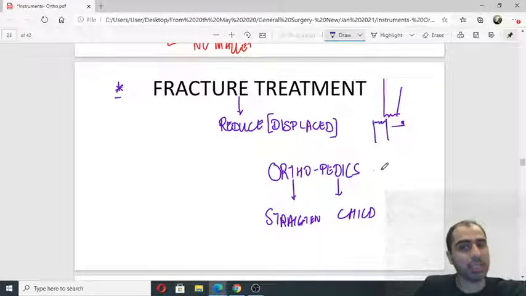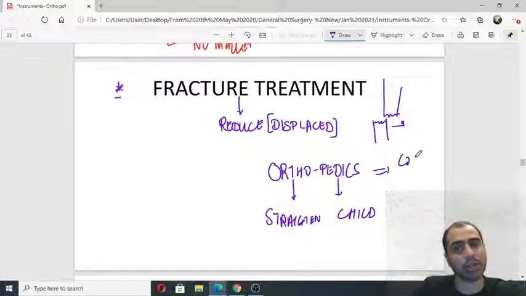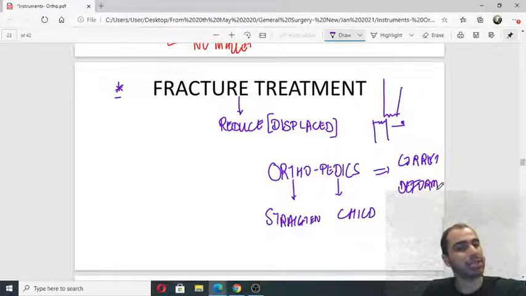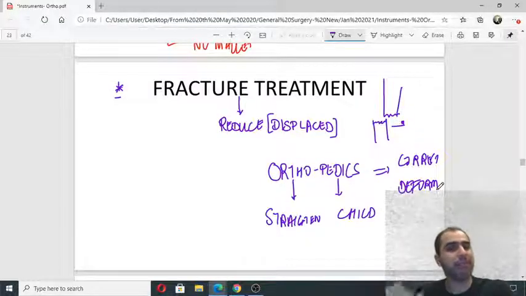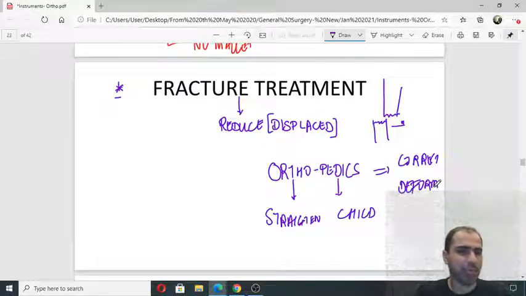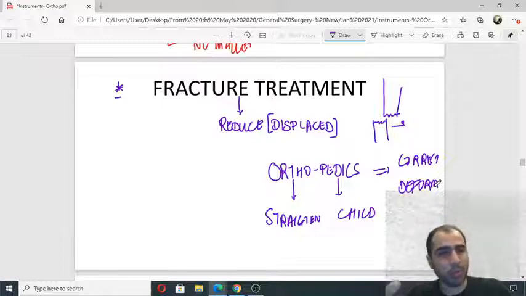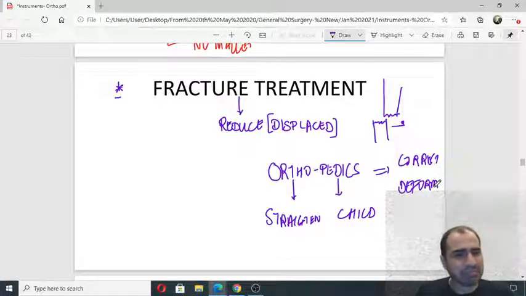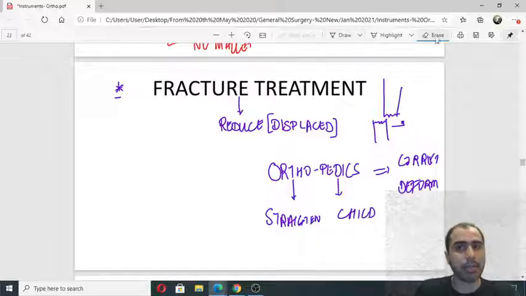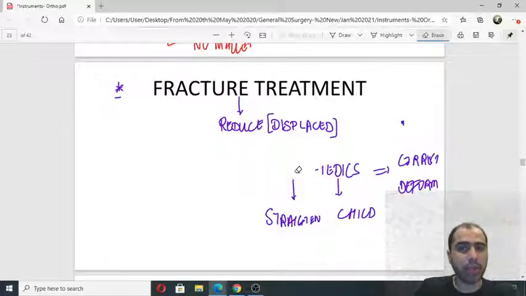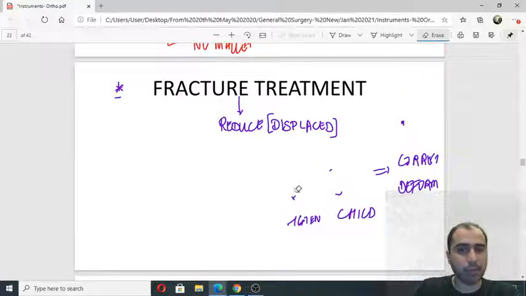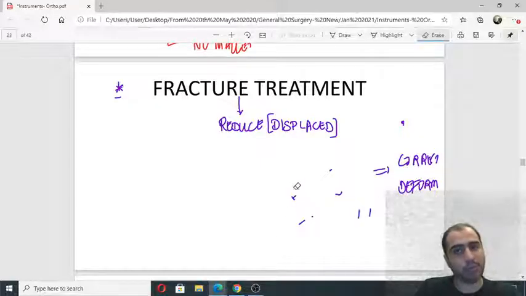Basically, orthopedics was a branch devised to correct deformities in children. The original orthopedics started as that. Then it was carried forward to adults and fractures. Children had deformities, developmental dysplasia, CTEV, and so on. Originally it started as that. Whenever I am treating anything in orthopedics, the first thing I have to do, if it is displaced, I have to reduce. Principle of treatment.